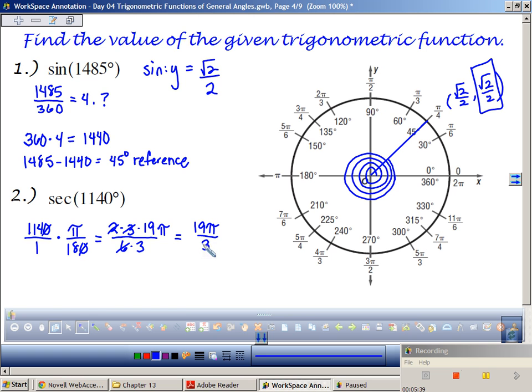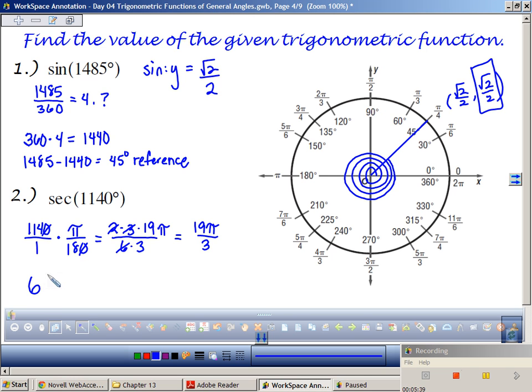Well, 19 pi over 3 is an improper fraction. How would I turn it into a mixed fraction? How many 3s do you have in 19? 6. Now this is where it gets a little tricky. It needs to be an even number because going around the unit circle is 2 pi. So does 6 pi go around the unit circle evenly? Yeah. How many times does it go around? 3 times. Good. Okay, so I have 6 pi.